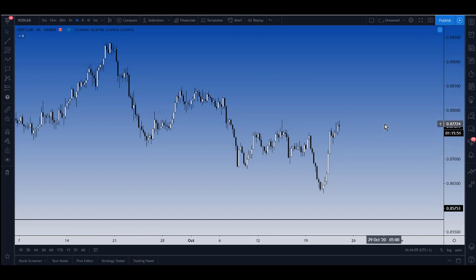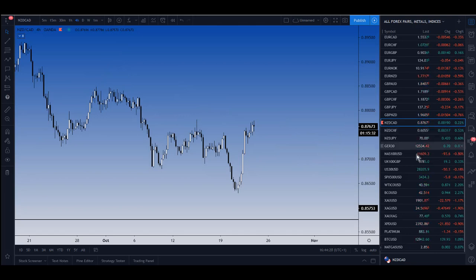If you're a trend trader, you obviously want to trade with the trend. So if the general trend of Kiwi CAD was to the downside, you wouldn't be bothered with this upwards movement here going against the trend. You'd be waiting for sellers to come in.